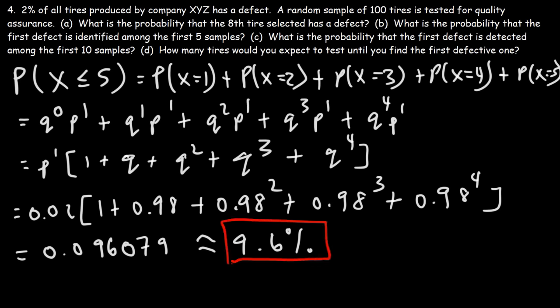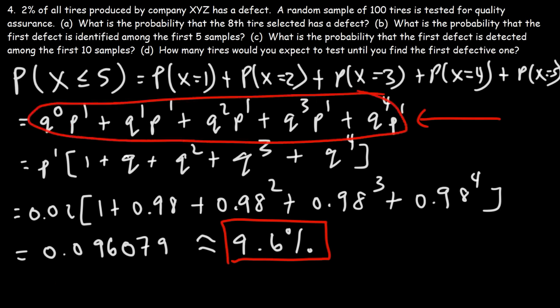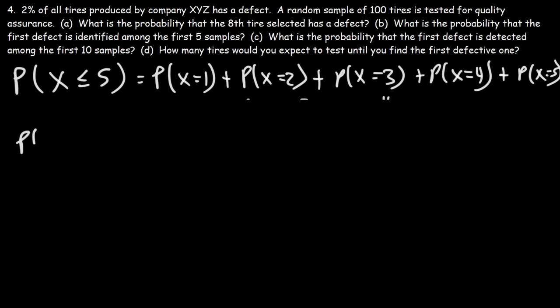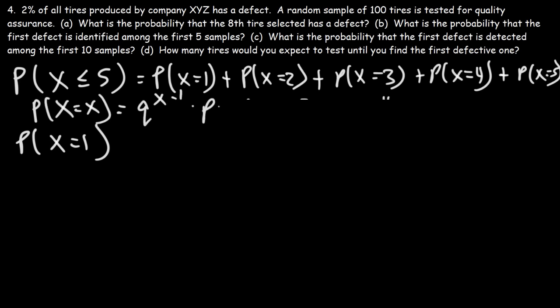Now, for those of you who might be confused on how I got this part of the formula, here's how you can get it. Let's say you're determining P of X equals 1. Remember, P of X equals x is q to the x minus 1 times p. So when x is 1, this is q to the 1 minus 1 times p, so you get q to the 0, p to the first. When x is 4, this is q raised to the 4 minus 1 times p, so you get q to the third, p to the first. And when x is 5, this is q to the 5 minus 1 times p, so it's q to the fourth, p to the first. Just in case you were confused in terms of how I got these values, it all comes from this formula.